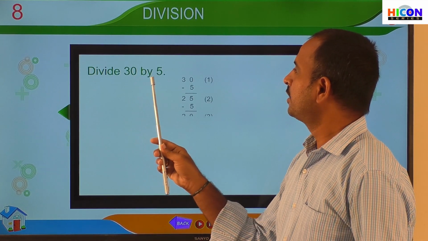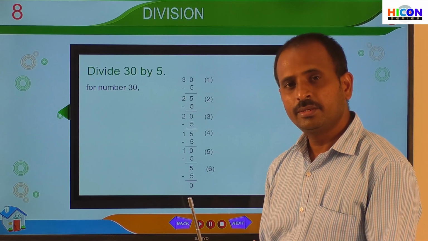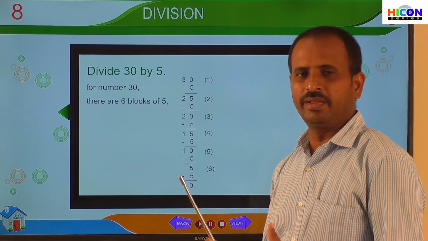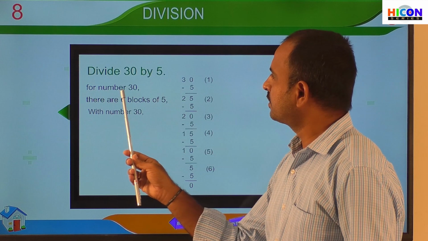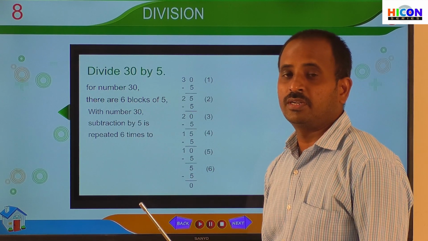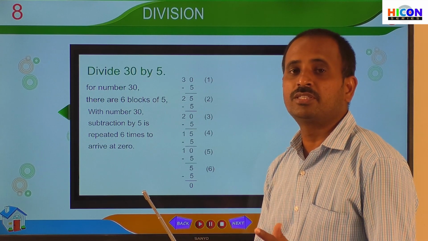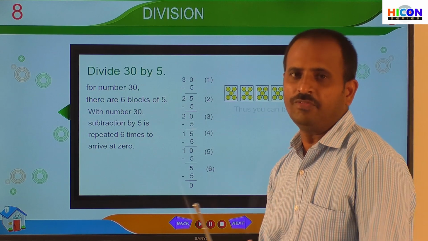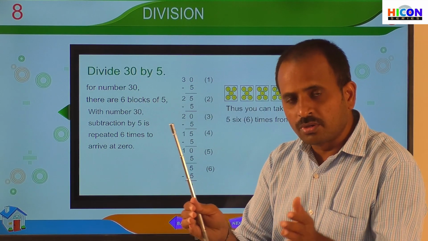Divide 30 by 5. Now we have to divide 30 by 5. So what is the meaning of divide 30 by 5? For the number 30, there are 6 blocks of 5. So children, remember how we divided the 100 numbers into groups of 5. In the same way, we have also divided this 30 into groups of 5.